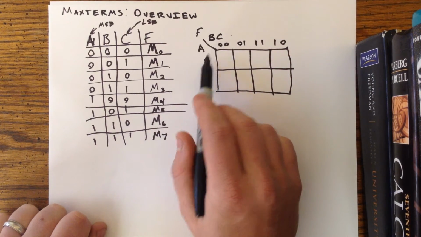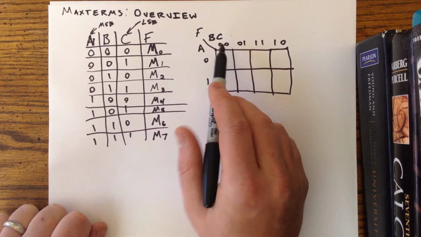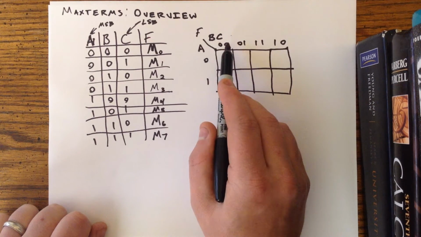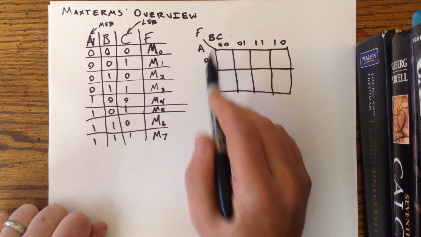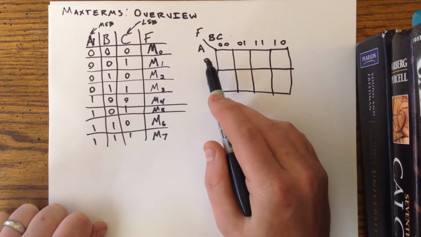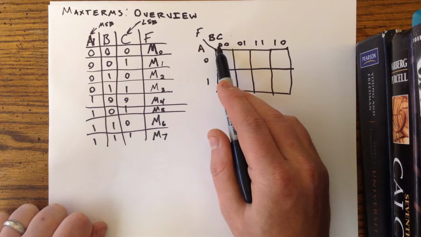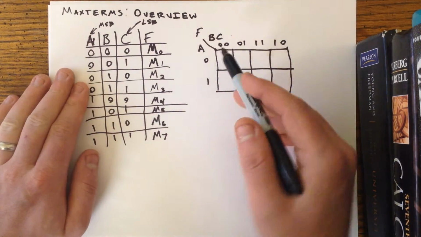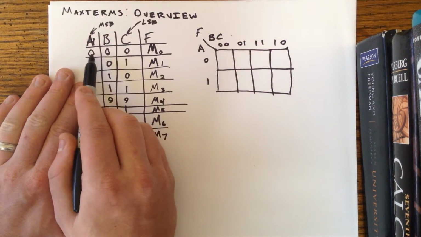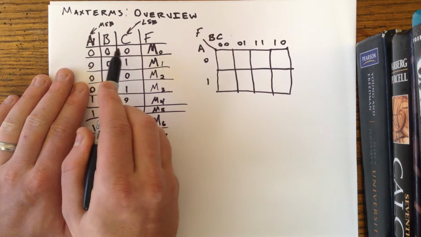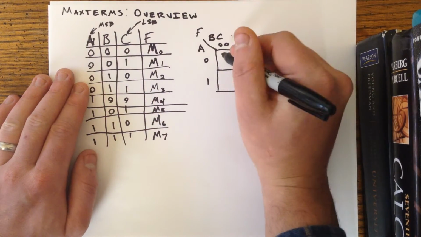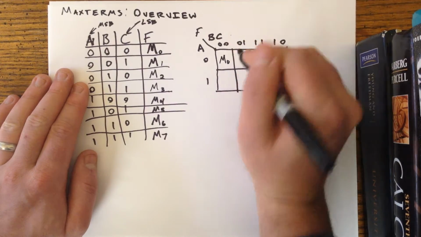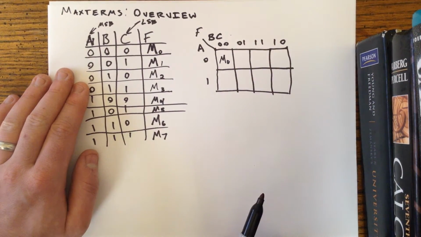If A is 0, B is 0, and C is 0, do you see how these correspond? B being the first number and C being the second number. So if A is 0, B is 0, and C is 0, I'm going to map that over to my table. 0, 0, 0. That means that this box right here is max term 0. You see how I've done that?